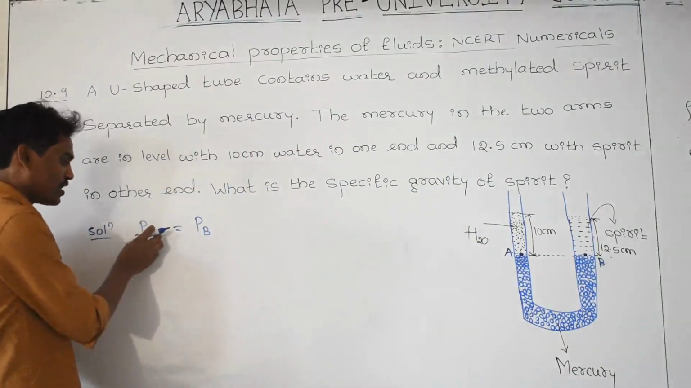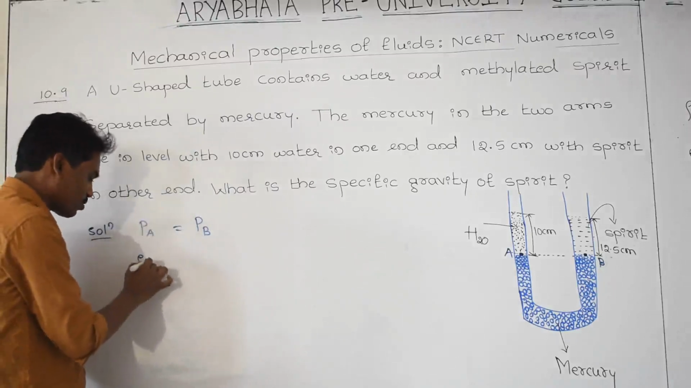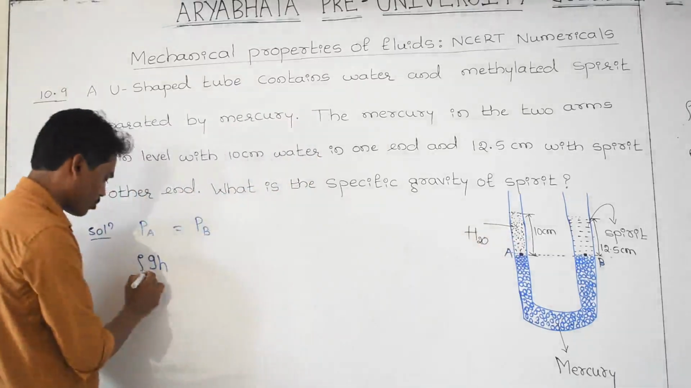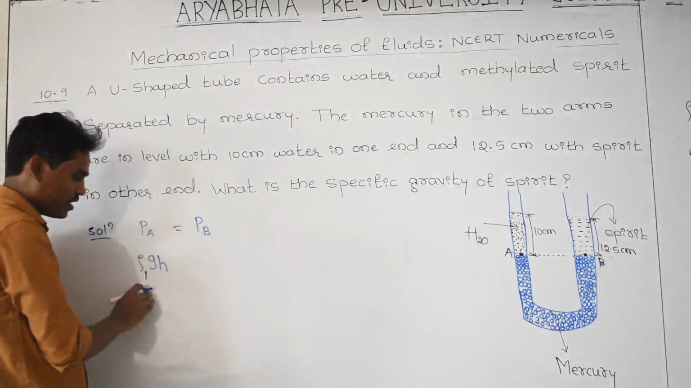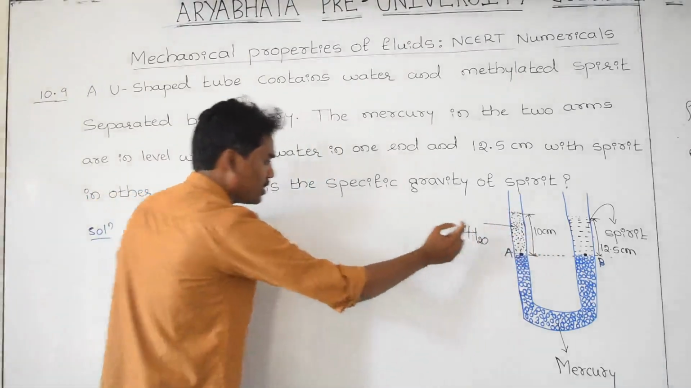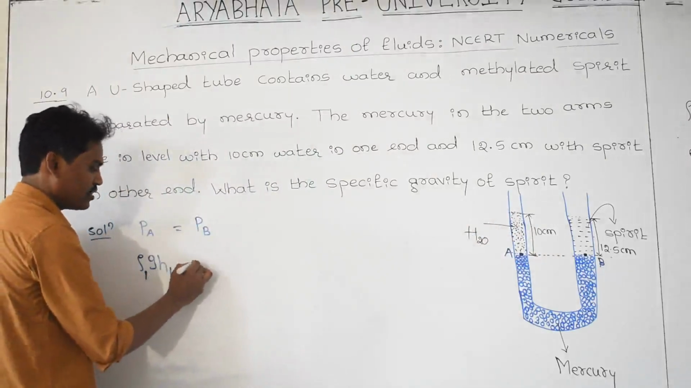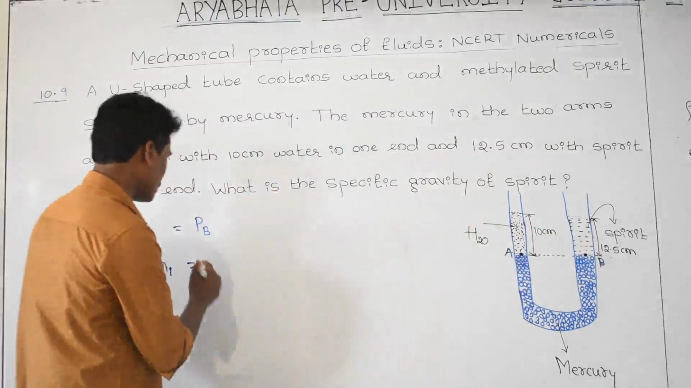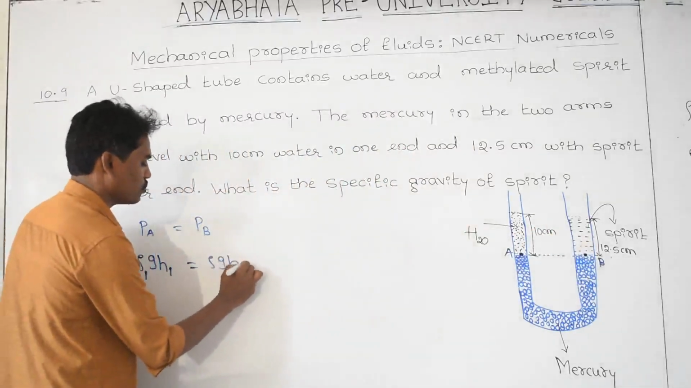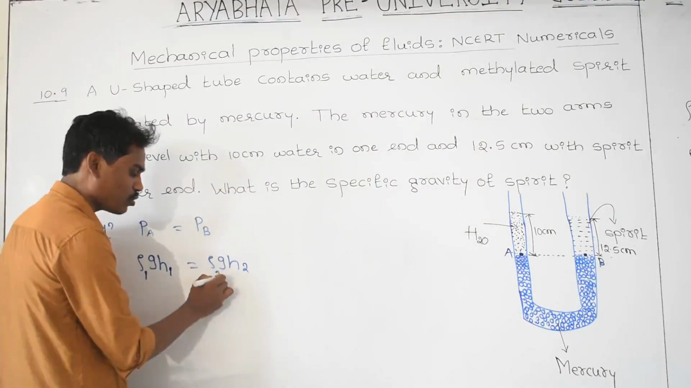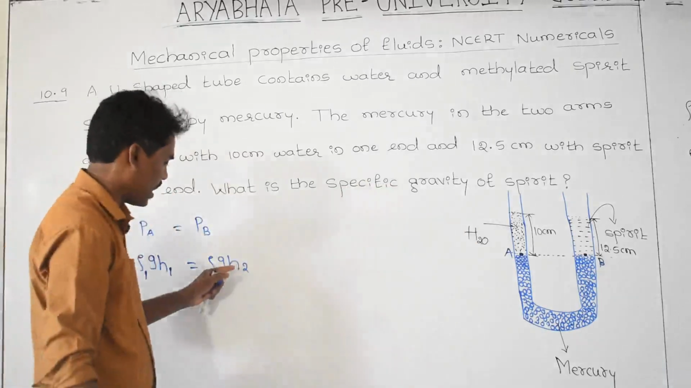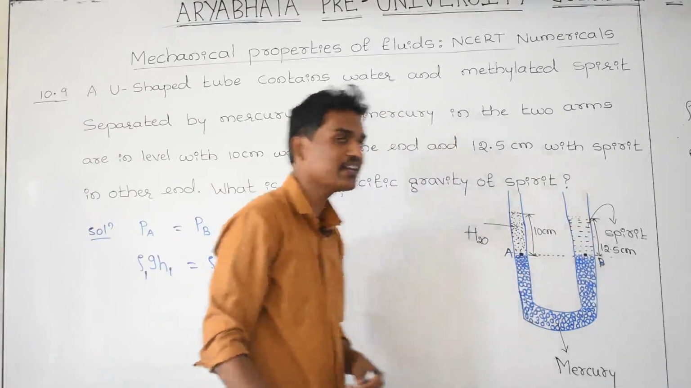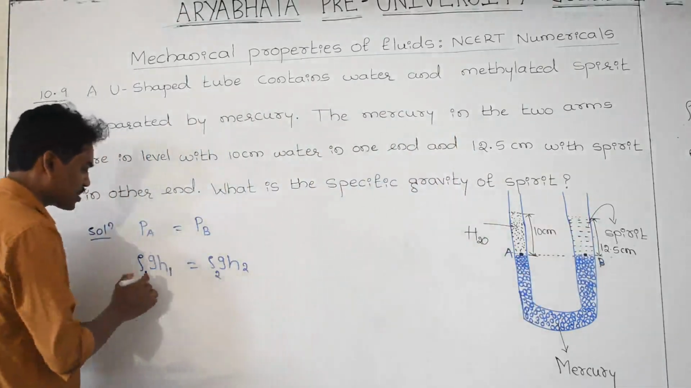And therefore, how do we find the pressure at point A by the water column? That is rho g h. The density of water I am taking as rho 1, and g is constant for both sides, and H1 is the height of the water column in the left arm. This is equal to, how do we find the pressure at point B by the spirit column? That is rho g h2. What is rho? I am taking it as rho 2 because this is the density of spirit, and g on both sides is the same. And H2 is the height of the spirit column. Therefore, on both sides g is common.